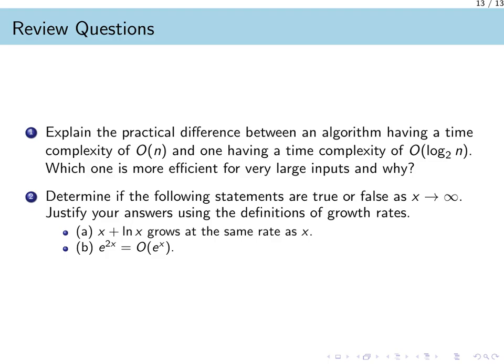The second question asks you to verify two statements using our formal definitions. For part A, you will check if x plus the natural log of x grows at the same rate as x by evaluating the limit of their ratio. For part B, you will determine if e to the power of 2x is big O of e to the power of x by checking if their ratio remains bounded as x approaches infinity. Answering these correctly confirms that you can use the formal definitions to compare how different functions grow.